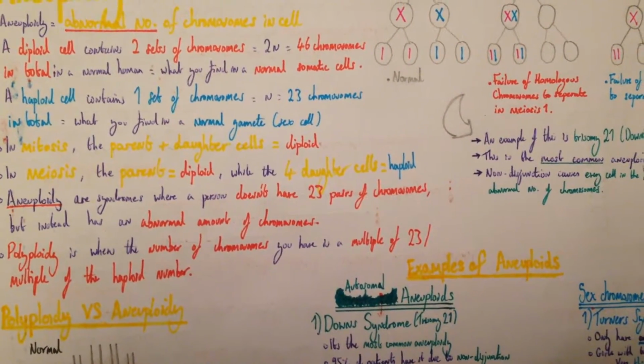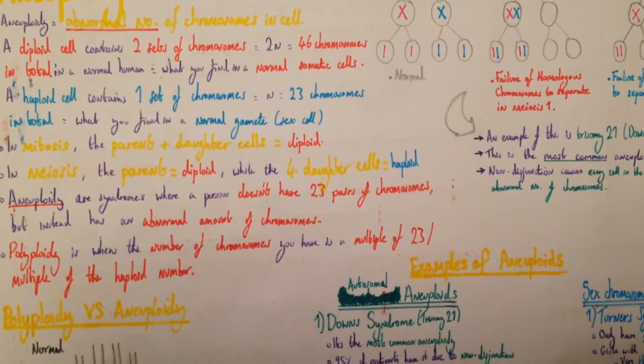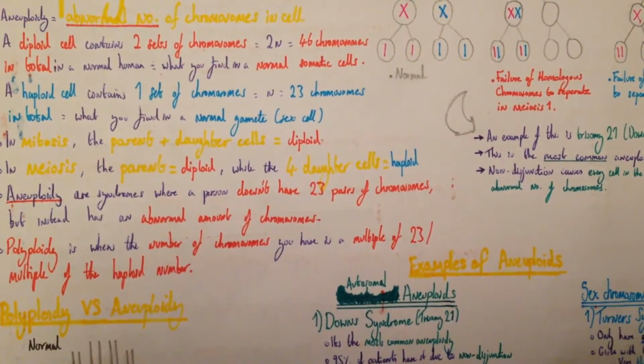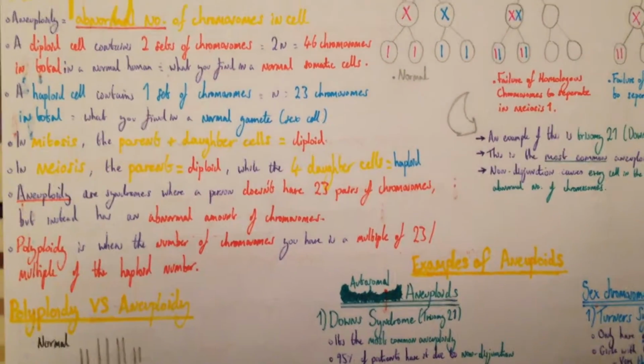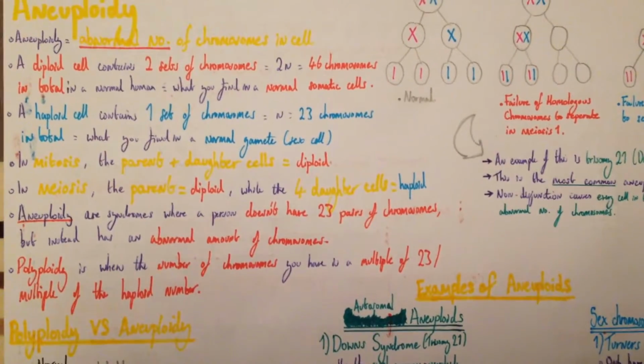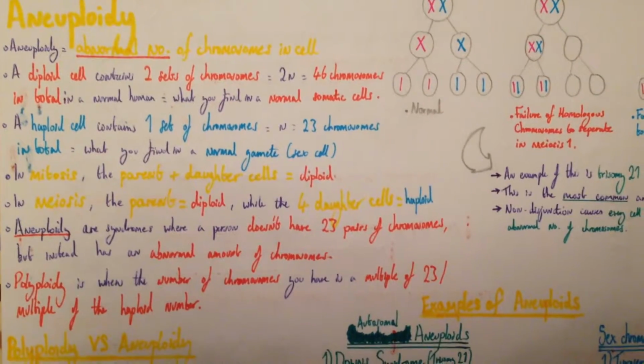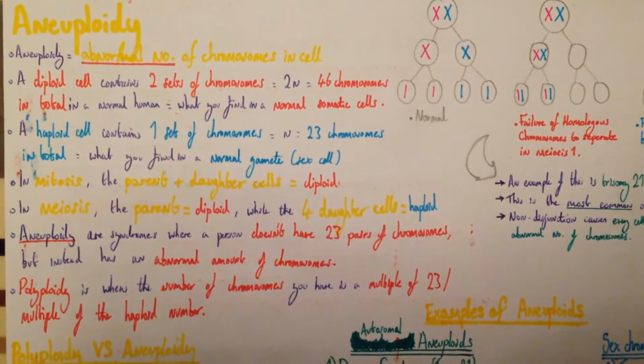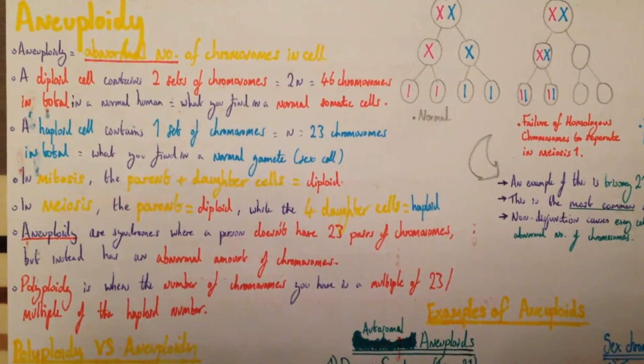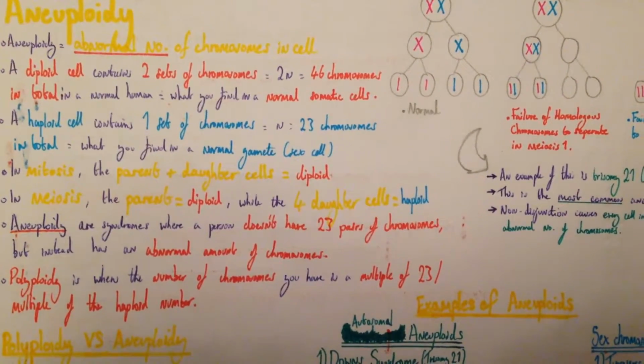Polyploidy is when the number of chromosomes you have is a multiple of 23, or a multiple of the haploid number. The haploid number, or n, is 23 anyway. So polyploidy is when the number of chromosomes you have is a multiple of 23. Let's compare quickly aneuploidy versus polyploidy.